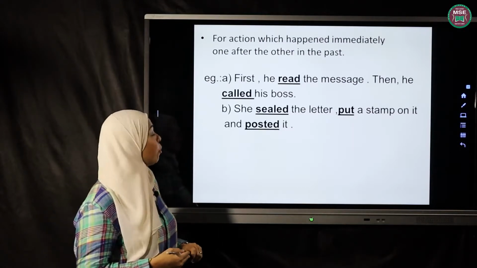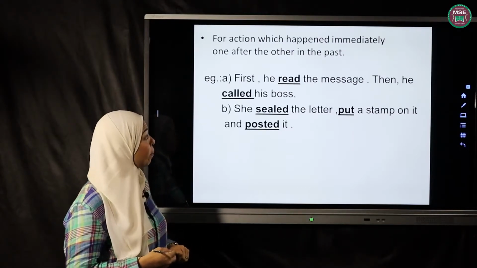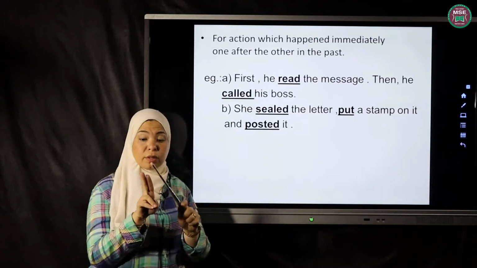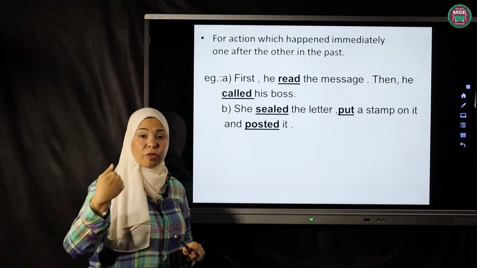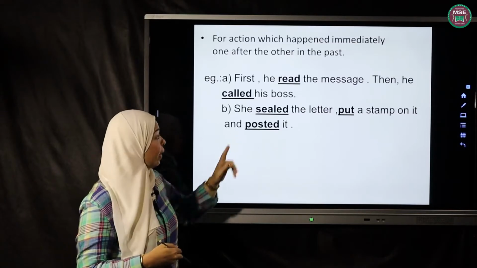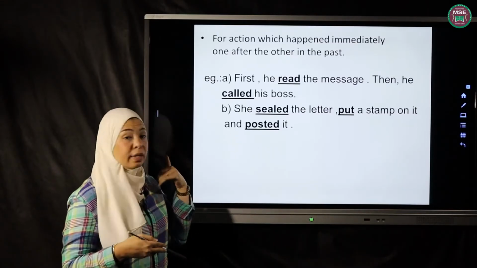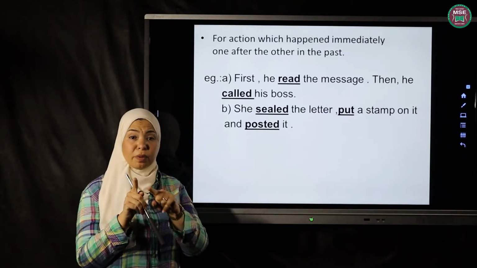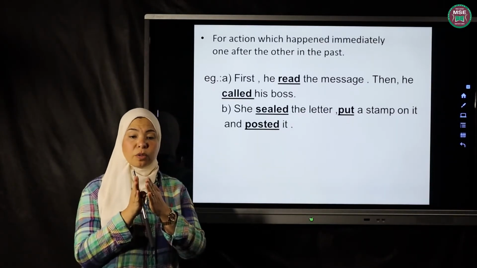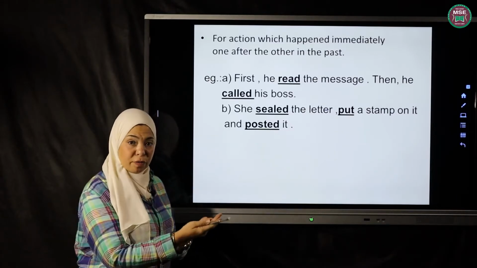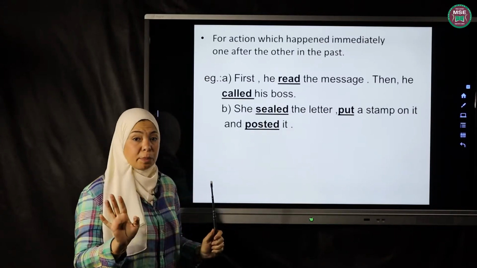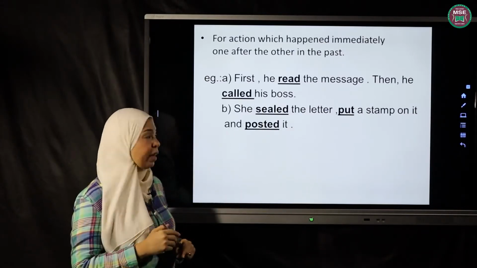The second point here, or the second usage, is for actions which happened immediately, one after the other, in the past. Two actions, both of them happened immediately, one after the other, in the past time. Like this example: first, he read the message. Then he called his boss. The previous one happened, and then the second one without space between them. After he finished reading the message, he called his boss. So I put the two actions in the past simple. No duration between the two actions.